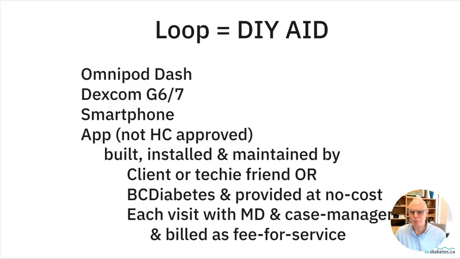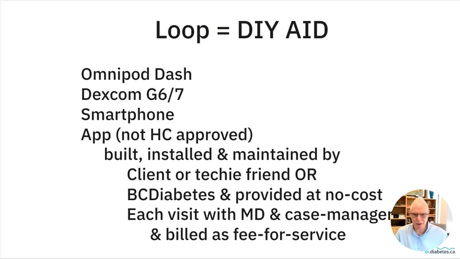affiliate. Well, loop is do-it-yourself automated insulin delivery. To do it the way we do it at BCDiabetes, you need an Omnipod Dash, a Dexcom G6 or G7, a smartphone, and an app that is not Health Canada approved. Now, you could build this app yourself or have a tech friend of yours do it, or you could come to BCDiabetes, where we will have built the app and we'll help you install it and maintain it at no cost.